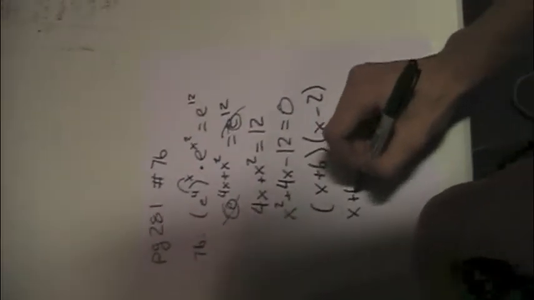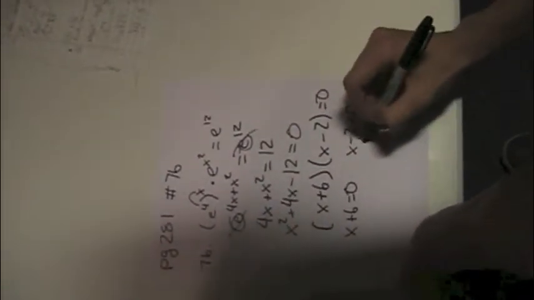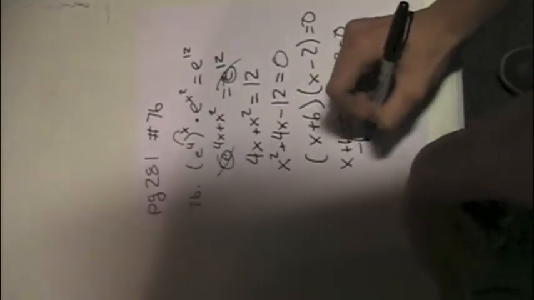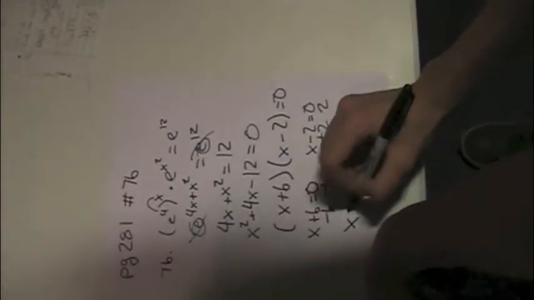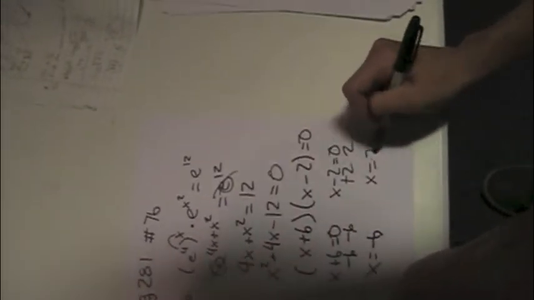x plus 6 equals 0. X minus 2 equals 0. Add 2. Subtract 6. X equals negative 6. And x equals 2.